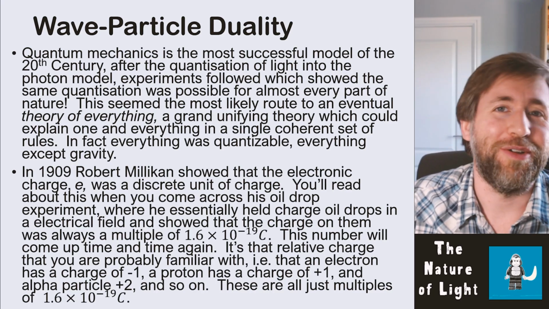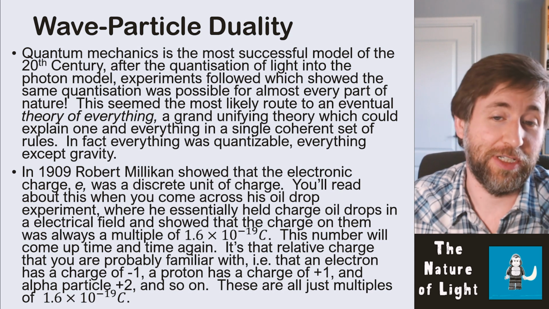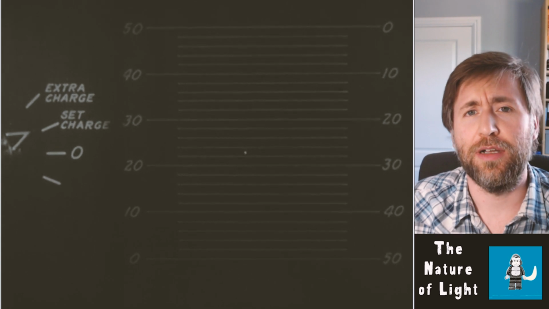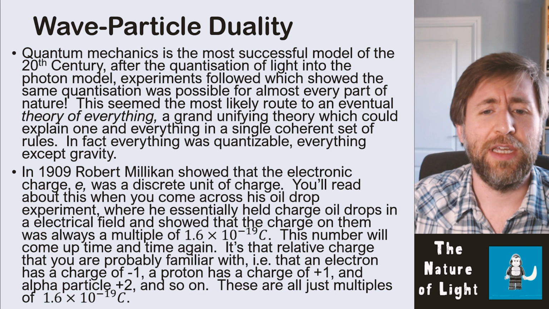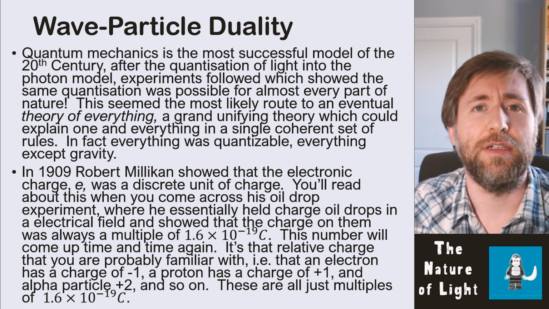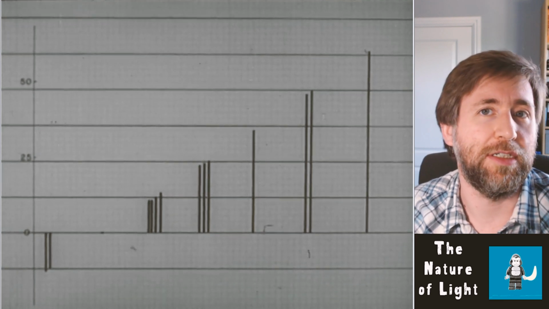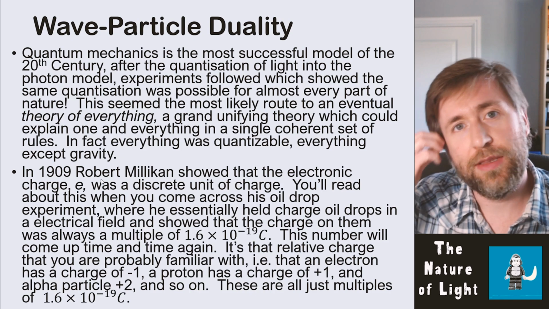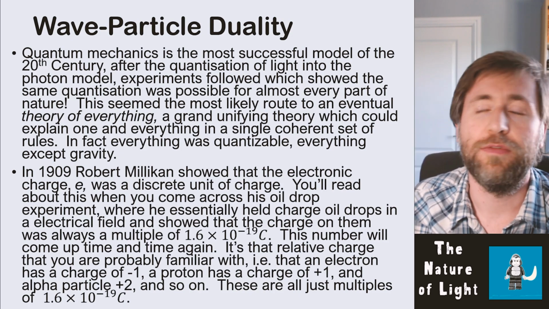And I'll make another video about Robert Millikan's experiment and how he worked out that the electronic charge was 1.6 times 10 to the minus 19. Essentially, that charge always comes in these same units of charge. You don't get randomly 2.6 times 10 to the minus 19. You only have multiples of 1.6 times 10 to the minus 19 coulombs. You only have multiples of the electronic charge. And that's a fundamental property of charge that we can't change. That's a quantum of charge.